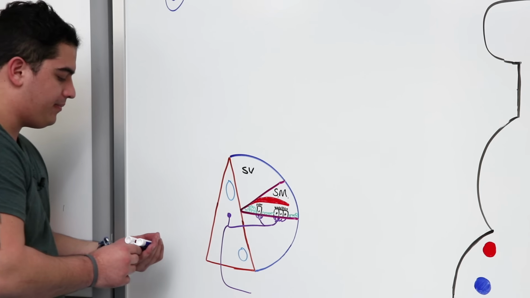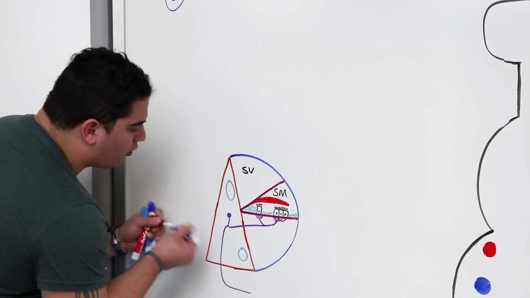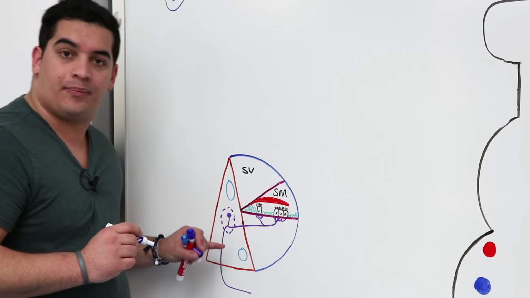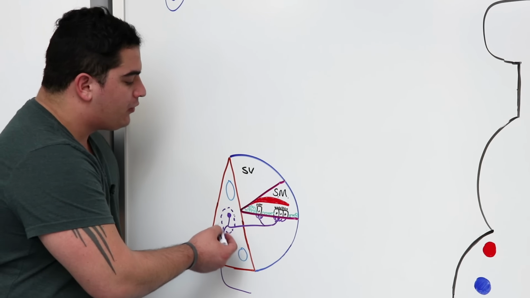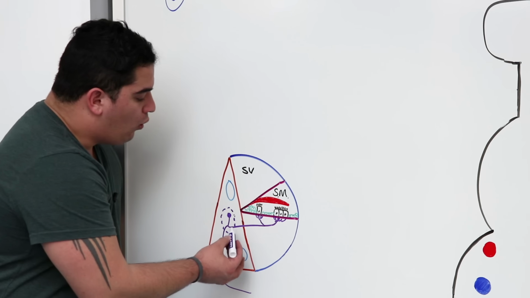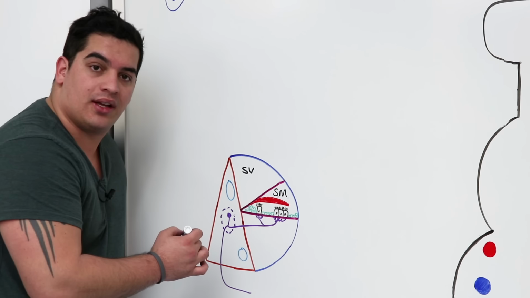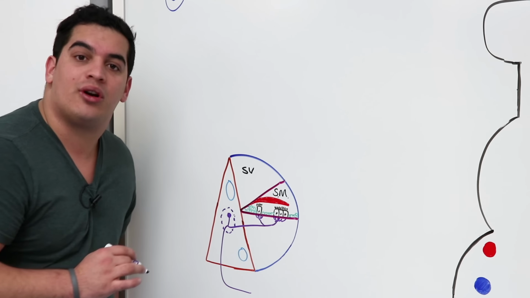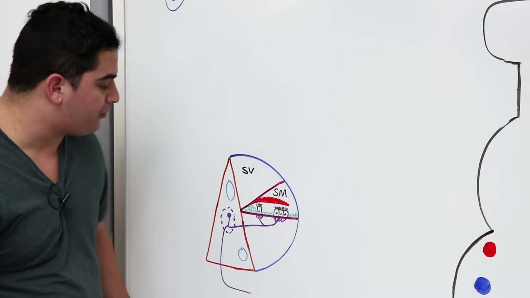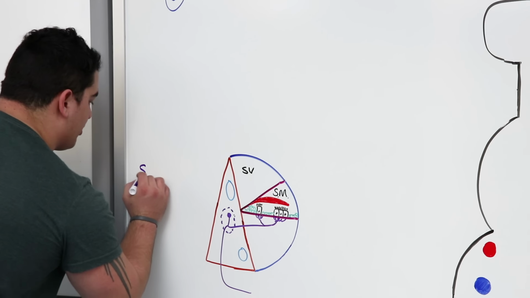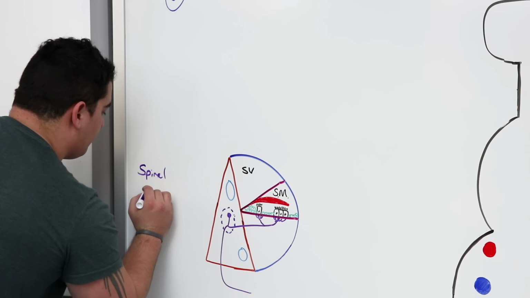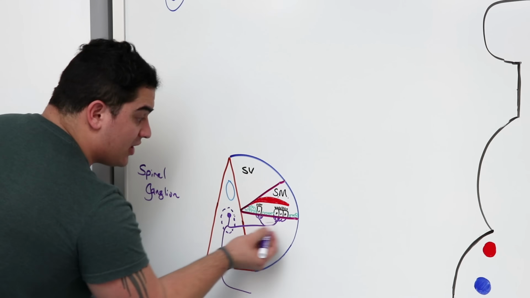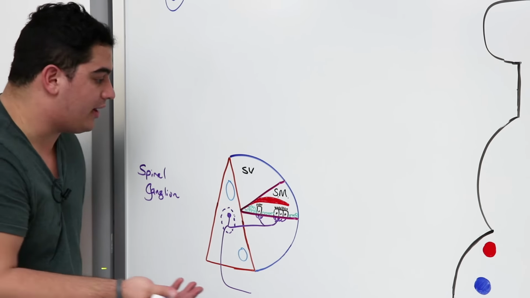Now, if you remember, we talked about this in the video on the cochlea. There was a ganglion right here. This is that pseudo-unipolar neuron, which has a cell body with two processes. One process is going out to the hair cells; we call it the peripheral process. The other one is going into the central nervous system; that's the central process. What is the name of this ganglion, if you remember? It was called the spiral ganglion.